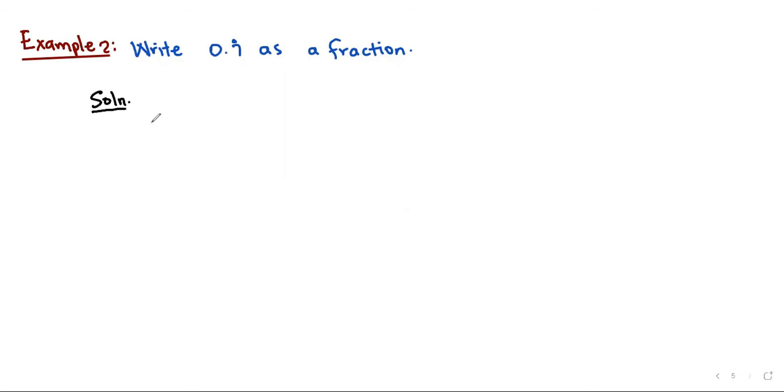So we say that let n equal 0.7 repeating. And we know that 0.7 repeating can also be written as 0.777 and many sevens. So we call this equation number 1.